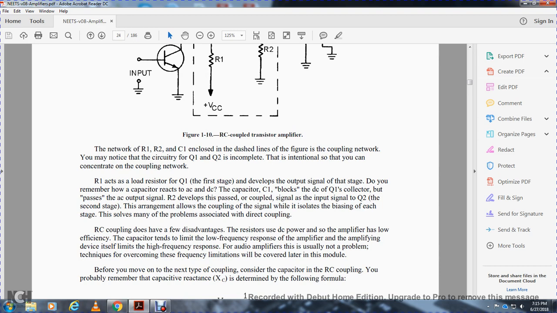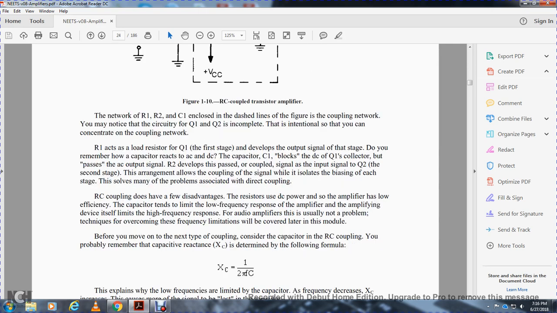Resistor R1 acts as the load resistor for the Q1 transistor, the first stage, to develop the output signal for stage 2. You remember the capacitor reacts differently to AC and DC. C1 blocks the DC from the transistor Q1 collector, but passes the AC output signal to resistor R2, which develops and couples the signal to the input of the Q2 transistor. With the second stage arranged this way, the coupling isolates the biasing of each stage. That solves many of the problems associated with direct coupling.